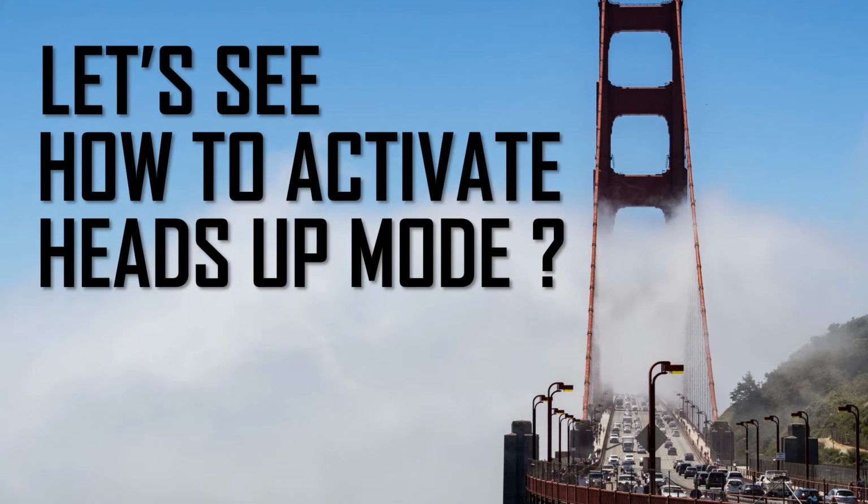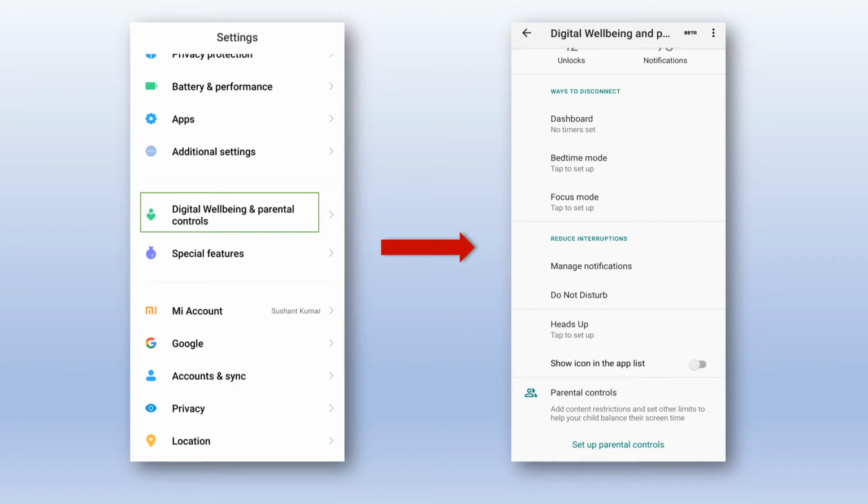So as of now, we will talk about how to activate heads up mode. In this picture you can see that we have opened the settings page, and further we will move on to the section digital well-being and parental controls. In the Samsung phones it may be a little bit different because that app has been customized, right? So it may be a little bit different. Further, when we click on this option, we head up towards the digital well-being page.